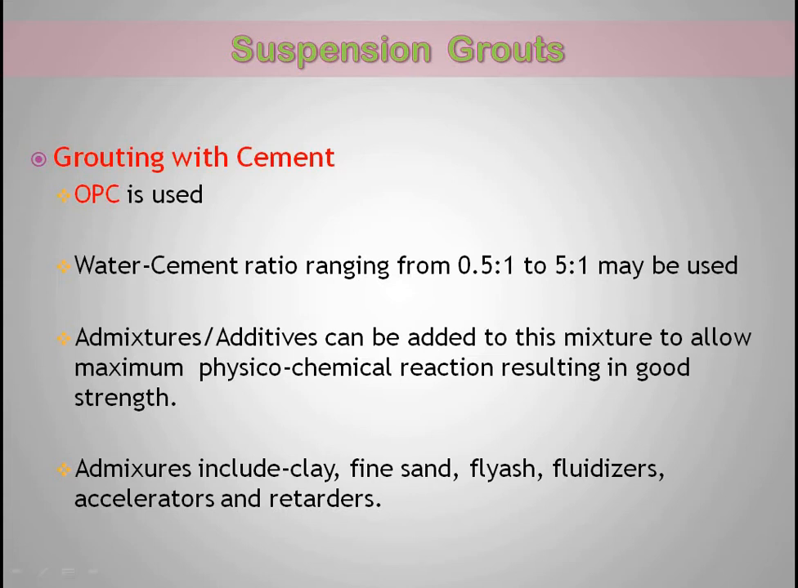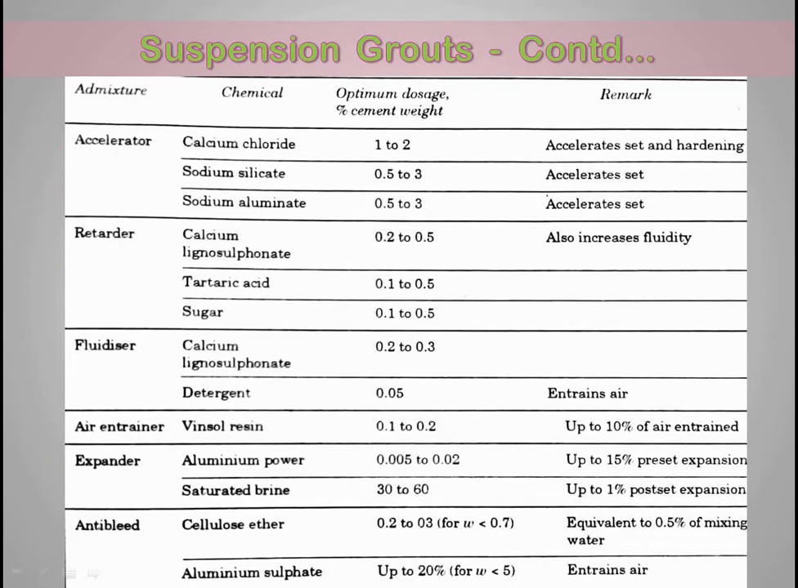And certain admixtures and additives can be used. In order to enhance the properties and to accelerate the physico-chemical reactions, certain types of admixtures and additives are added to the OPC whenever we are preparing these kinds of cement grouting materials. The admixtures include clays, fine sand, fly ash, fluidizers, accelerators and retarders.